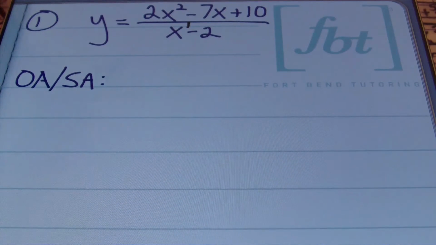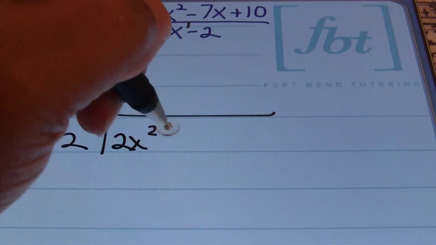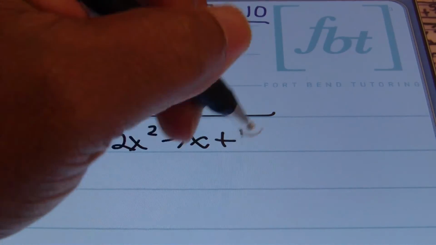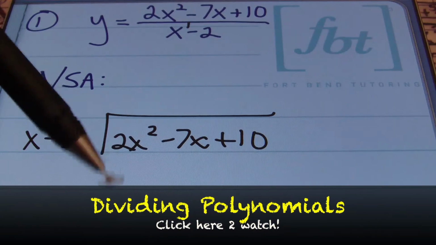And anytime the highest degree in the numerator is 1 more than the highest degree in the denominator, we can find the slant asymptote by using long division. I'll have x minus 2 going into 2x squared minus 7x plus 10. You want to make sure that each of your expressions, whether it be the divisor or the dividend, has its terms written in descending order of your variable, and you'll account for any missing terms. If you need a refresher on dividing polynomials, go ahead and check out this video right here.